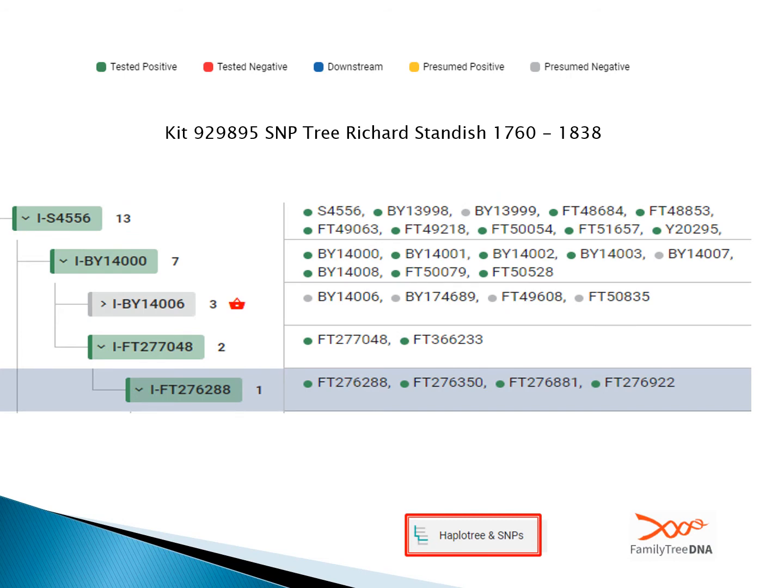This is the SNP or haplogroup tree for the last 5 SNPs for kit 92985, a Richard Standish descendant. He is positive for some but not all of the SNPs or haplogroups in the SNP trees of the 2 Miles Standish males.